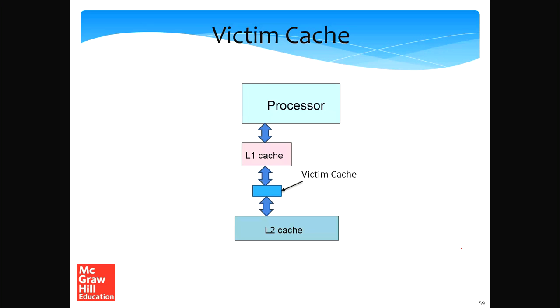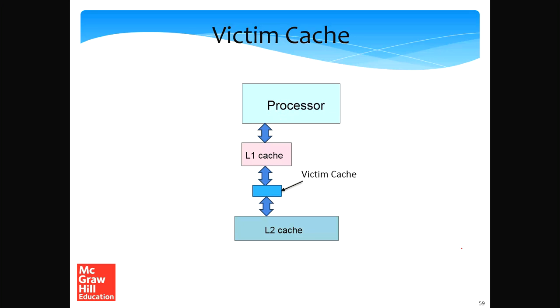So let's discuss the victim cache in a little bit more detail. Let's consider the first case, where we send a request and we find the data in the L1 cache. In this case, nothing needs to be done. We read the data in the L1 cache and the data goes back to the processor.